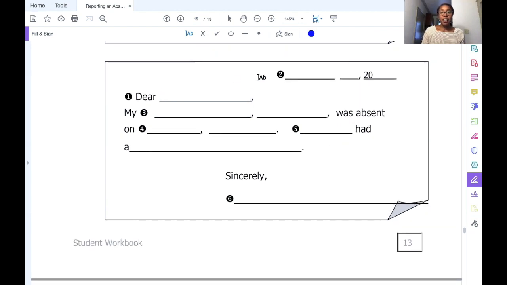So here we see that we have our spaces. Number 1, for our greeting to the teacher or to the school with to whom it may concern. Number 2, we have the date that we are writing the absence note. Number 3, we have the relationship and full name of the person we are writing about. So our relationship to the person and the person's first and last name.